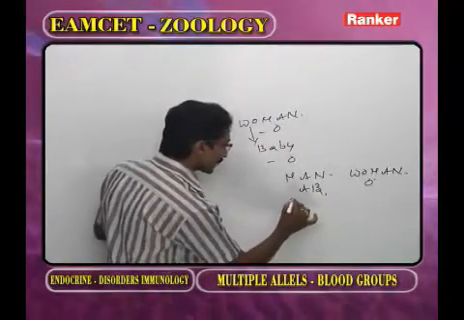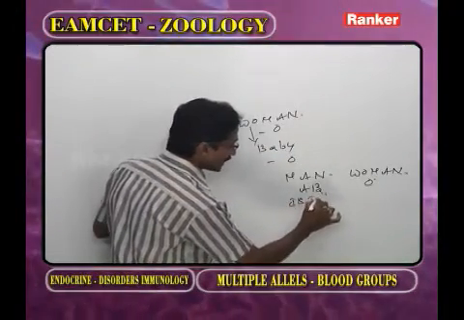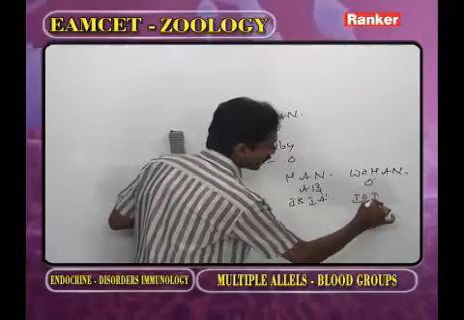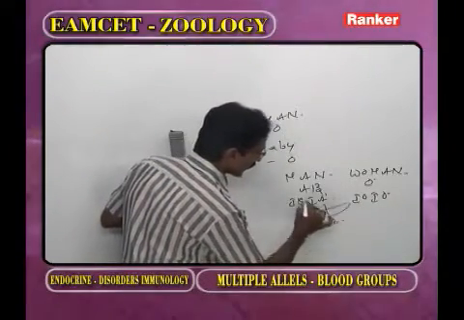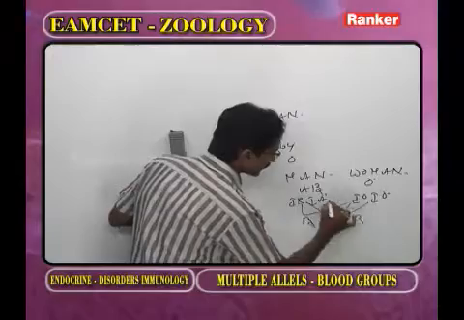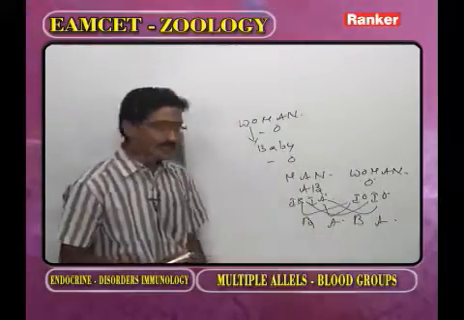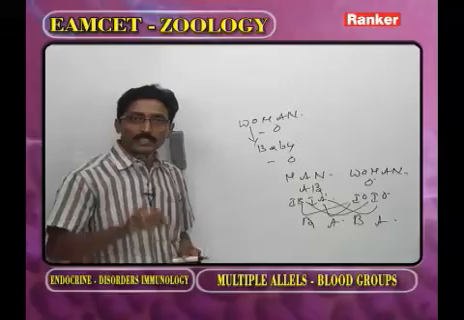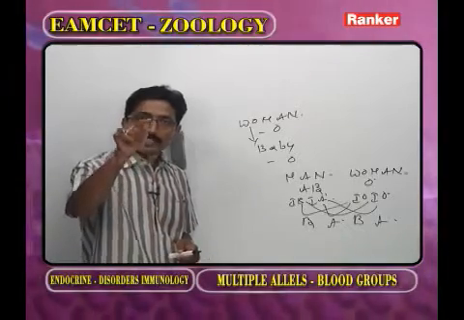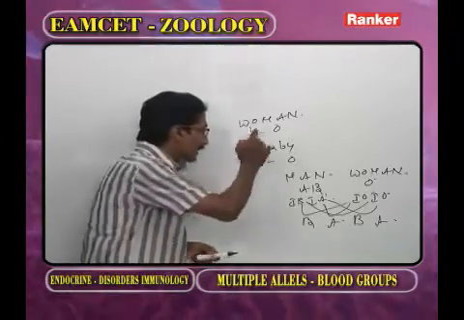Now as we go for the cross, IB, IA, IO, IO. Now, B, A, B, and A. We are not getting the O. What she is telling? She is telling a man is the father of this baby.